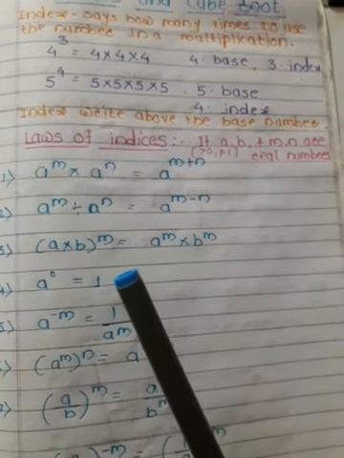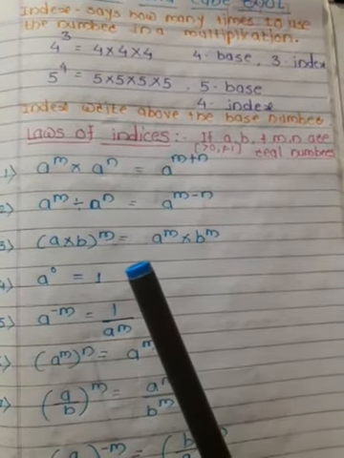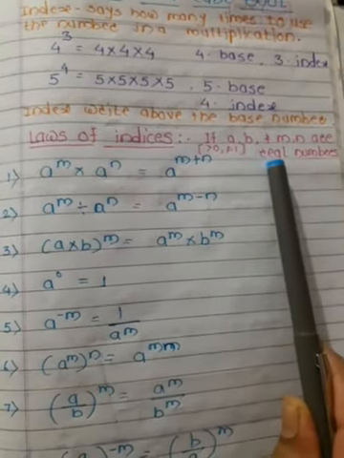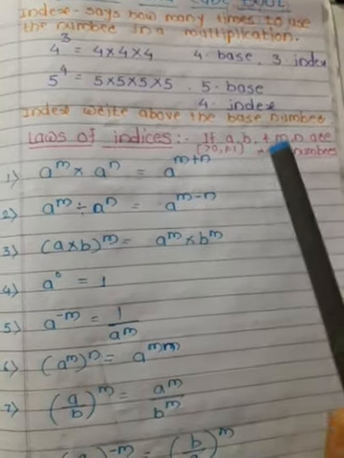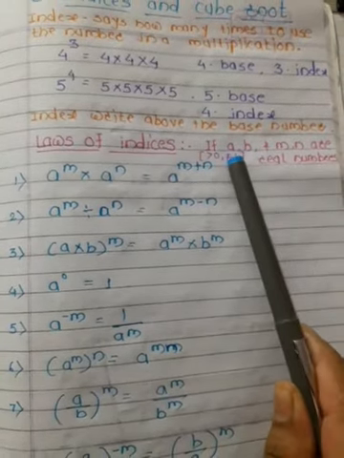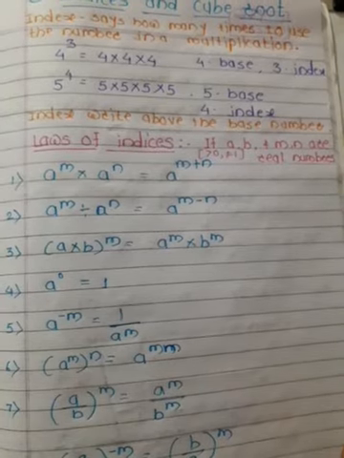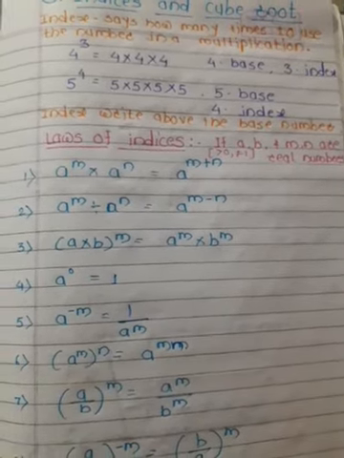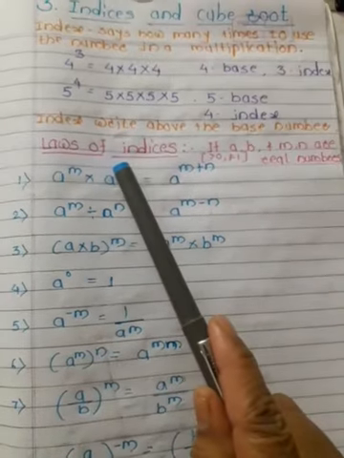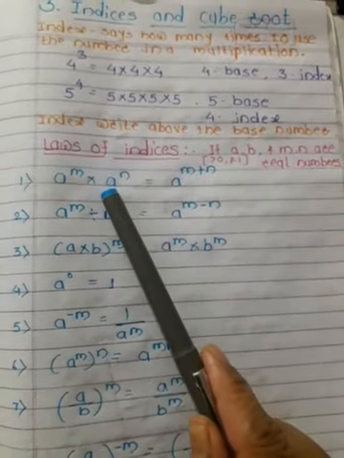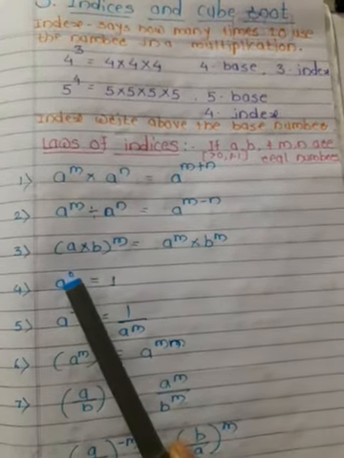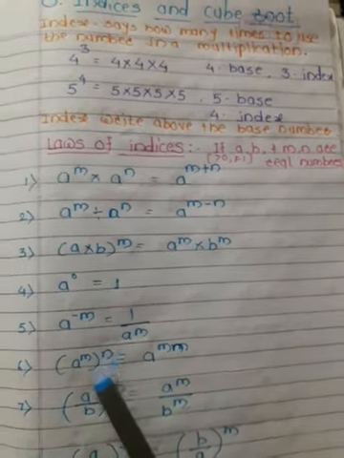Okay, now some laws of indices are given here. If A and B are real numbers greater than 0 and not equal to 1, and M and N are also real numbers, then these laws apply. The first law is based on multiplication, then division, then brackets, then power of 0, then negative powers, etc.